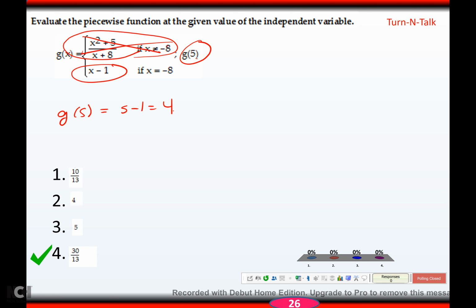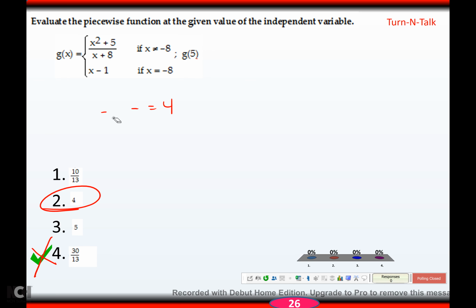Where did I get 30 over 13? My bad. Answer should be 4. Sorry, I forgot to change that. Alright, your answer should be 4. You're finding g of 5, which... Oh, goober. So sorry. Why did I screw that up? I messed it up twice.